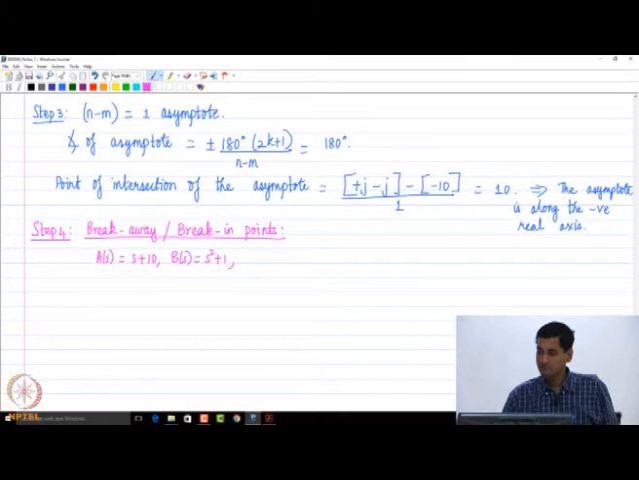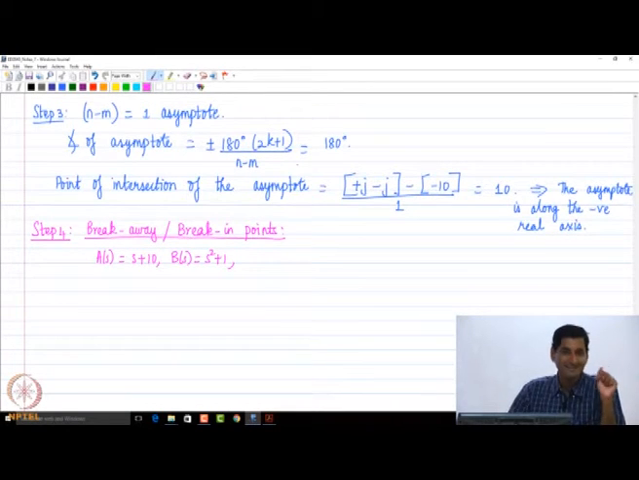Plus or minus in the angle, both are the same. I just took one, that's it. You can take plus or minus 180 degrees, plus or minus 540 degrees, it doesn't matter. You will get the same direction.